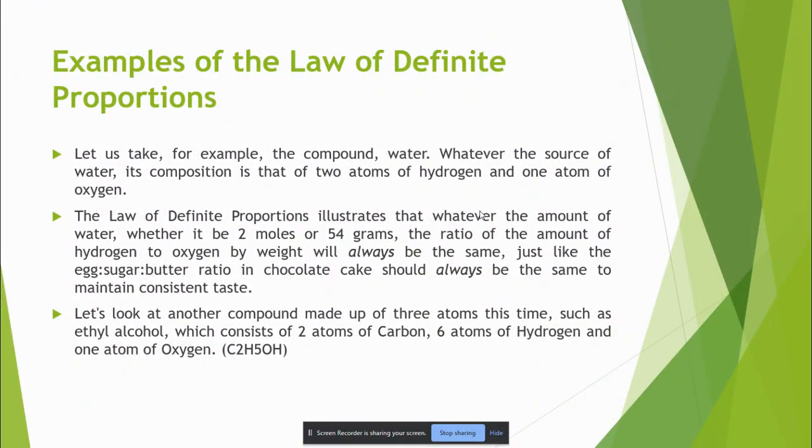So, moving to the next. Examples of definite proportion. Water, I've explained this. Whether it's 2 moles or 54 grams, irrespective of the amount, it's still always 2:1. Irrespective of the amount of cake you want to make, the ratio of egg to sugar to butter must be the same. You cannot use 2 cubes of sugar for a small cake and still use 2 cubes of sugar for a very large cake. No, the proportion will increase. It's just ratio. That's the idea, so let's move on.